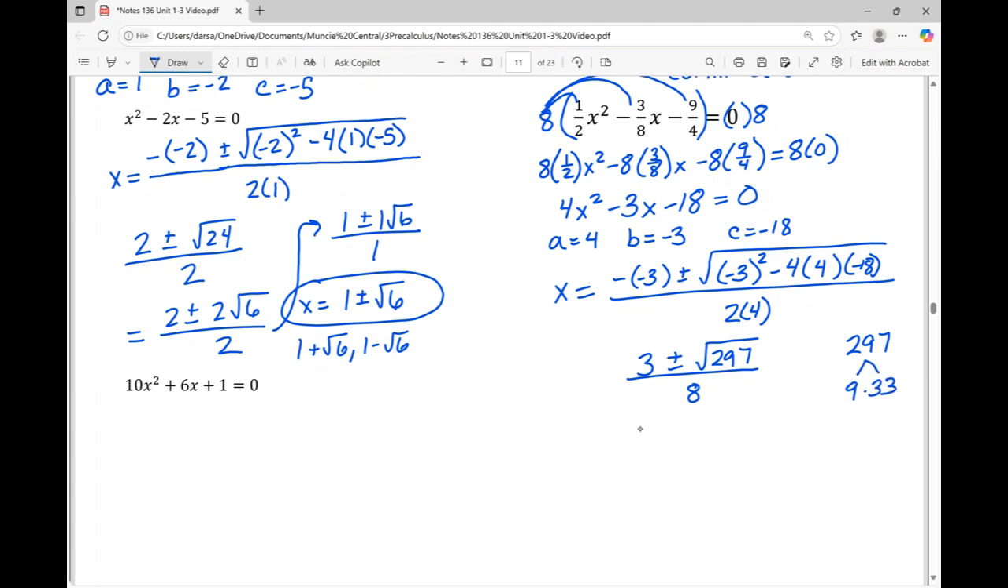So when I take the square root of that, what's the square root of 9? That's going to be 3. So it comes out of the radical. And then the thing I can't take the square root of, which is the 33, stays in the radical, in the square root, and then this whole thing is over 8. So my final answer here is going to be 3 plus or minus 3 square root of 33 all over 8.